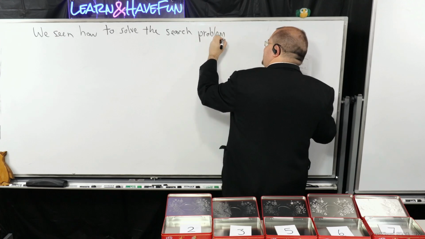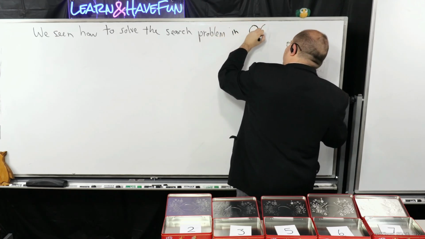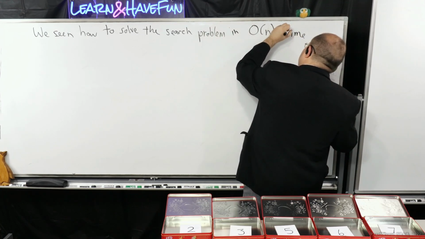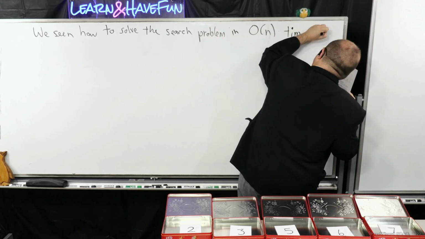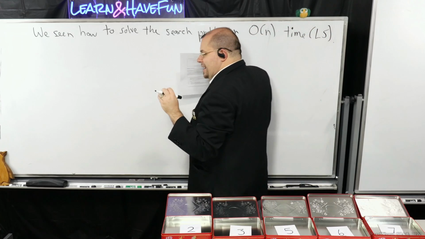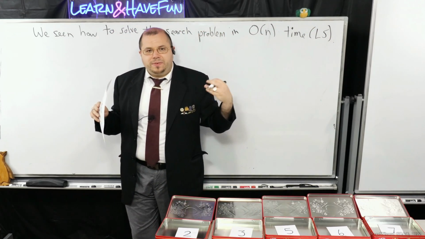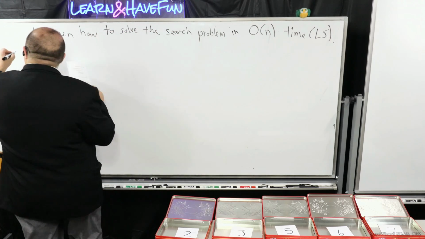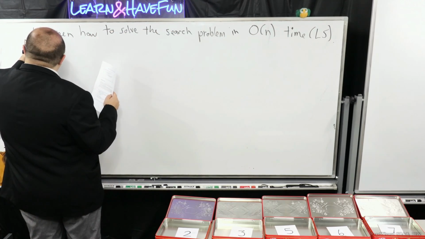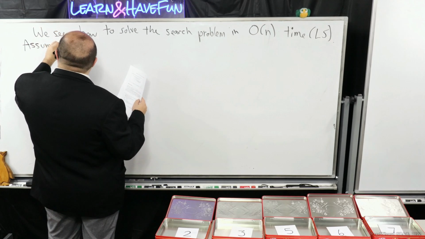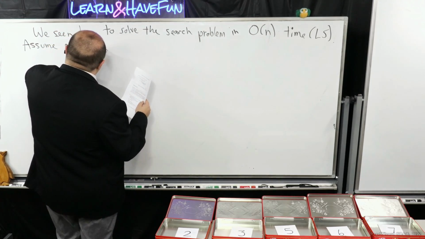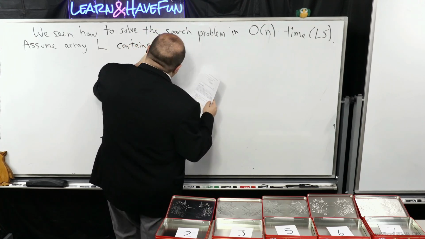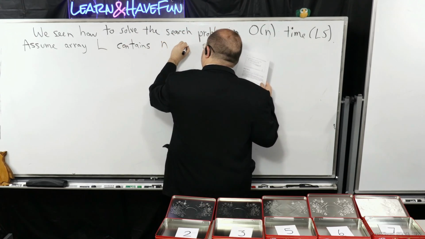We've seen how to solve the search problem in big O of n time. We've seen this with linear search, right? And we also established that that is among the best known algorithms for solving the search problem. This is when the array is unsorted. So instead we're going to assume array L contains n comparable objects or comparable elements.